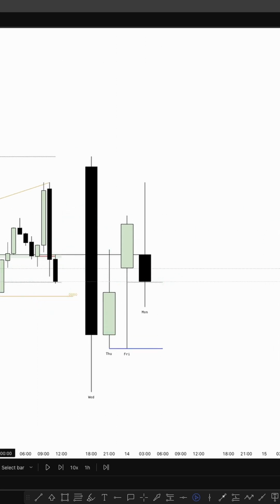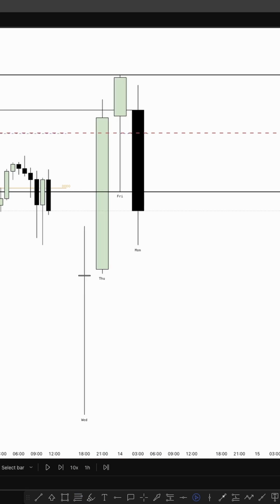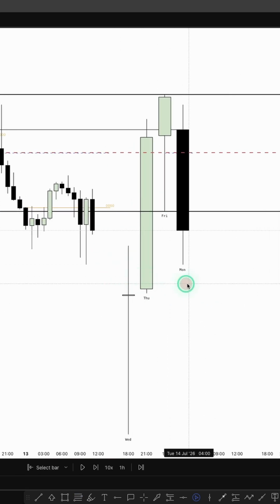And then we want to see if YM is also below the midpoint, which you mark it here. And YM is right at midpoint. We do have an SMT as well with ES. So it's sort of aligning with my narrative that I wanted to go lower.